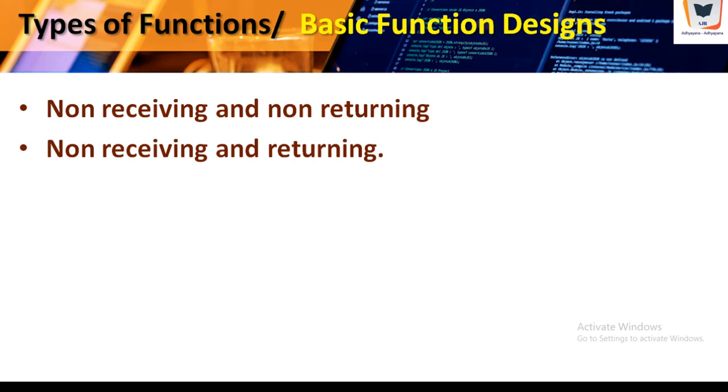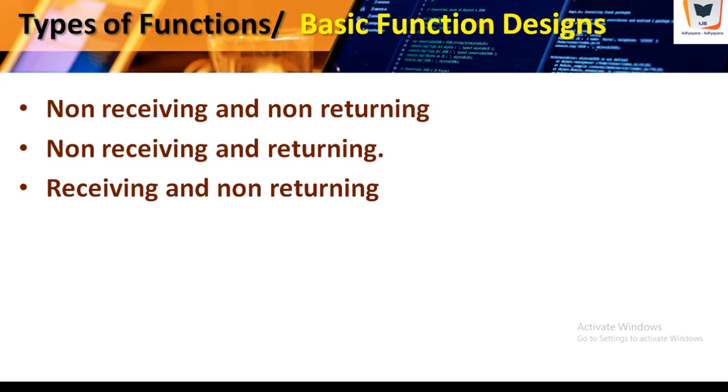Okay, non-receiving and returning. These kinds of functions do not receive any data from the calling function, but they return some computed value to be used by the calling function further. And the third kind of function is more prevalent in programming circles. They receive and they may not return. They receive the data, they may not return anything to the calling function. And the fourth one is widely used. They receive data from the main function or the calling function, and they do return some computed value to the calling function back in order that the calling function proceeds further, making use of the value that is being sent by this called function.